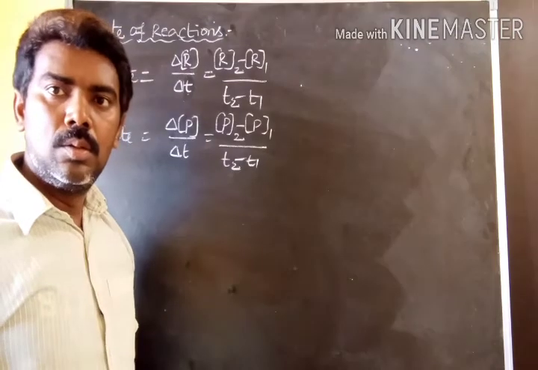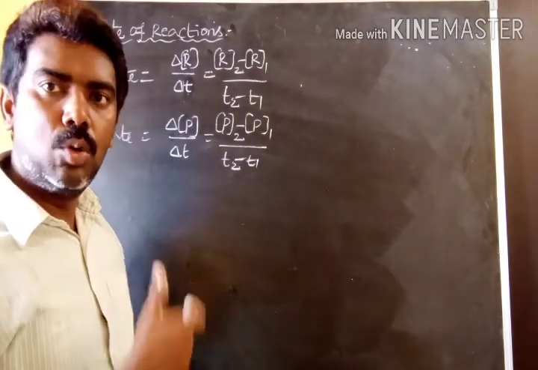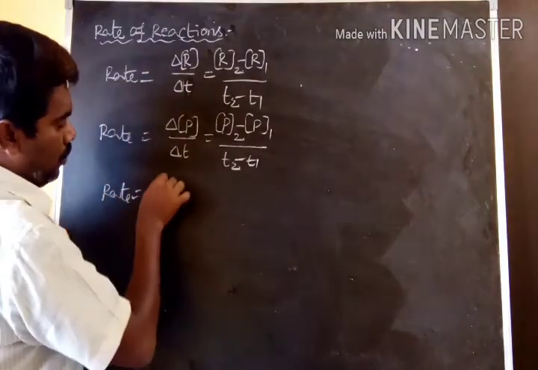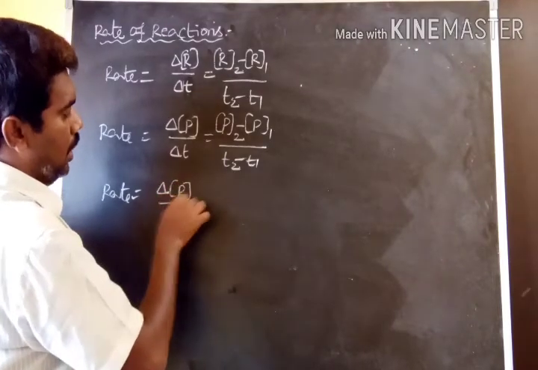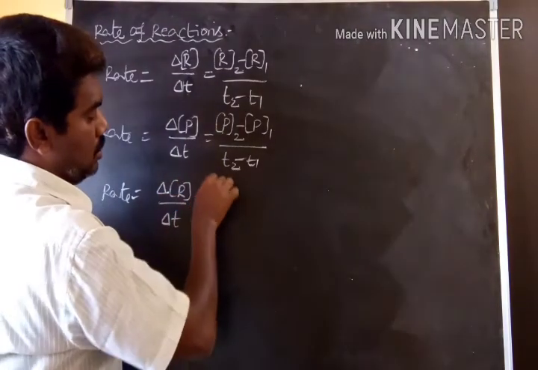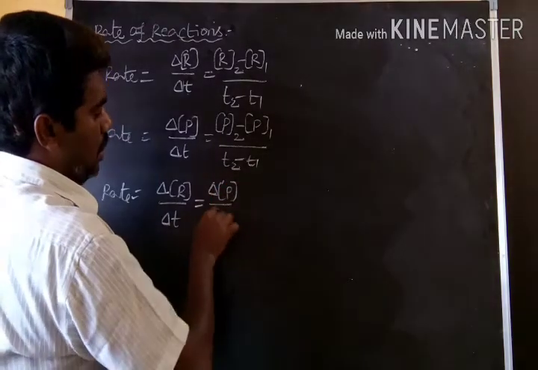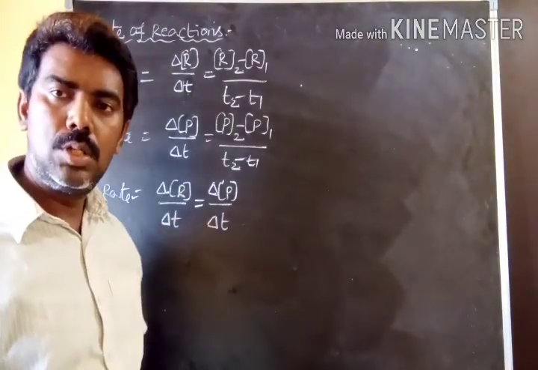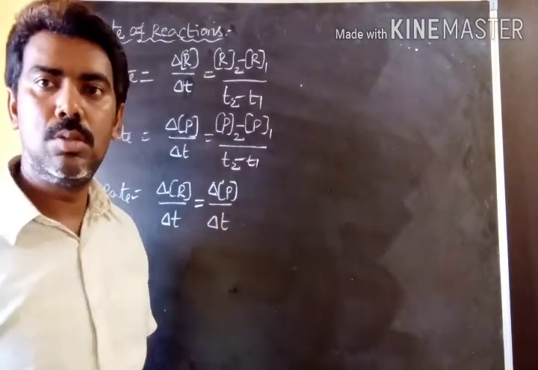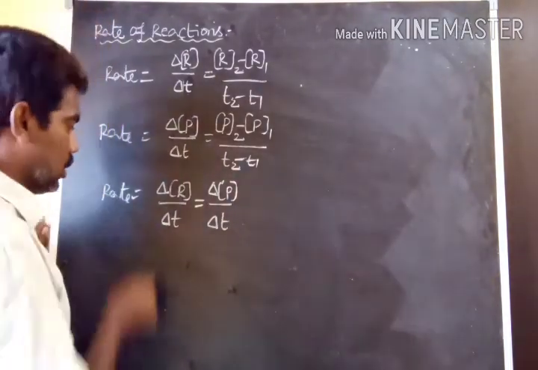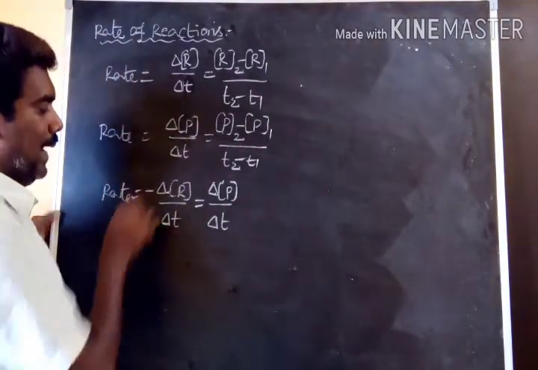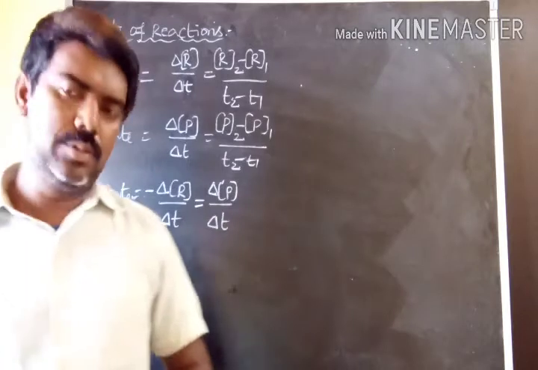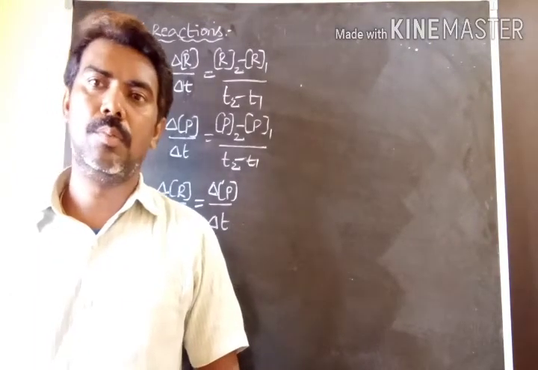So this is the mathematical representation, and both are together represented as rate is equal to delta R by delta T is equal to delta P by delta T. Because the amount by which the concentration of reactants decreases, the same amount of products increases. Here the decrease in the concentration of reactants we represent with minus. Then what is the significance of minus?